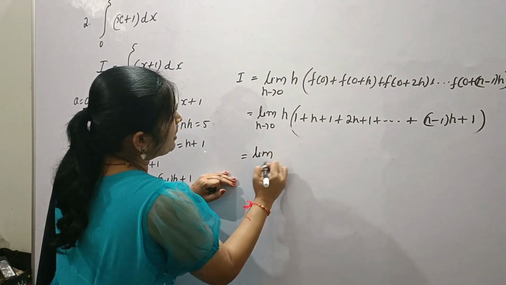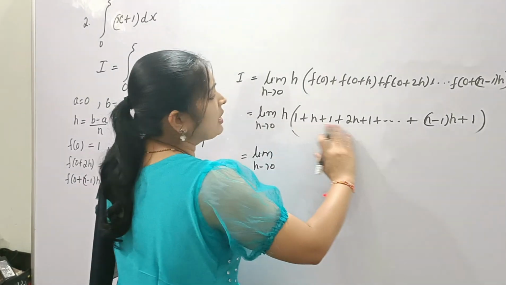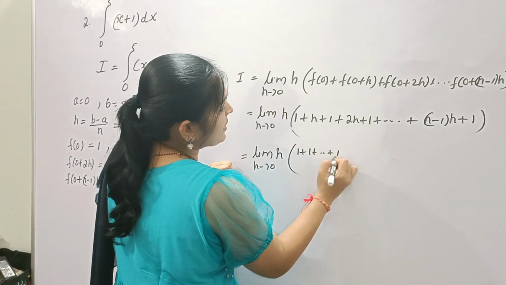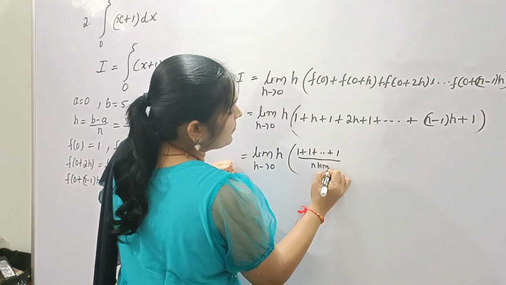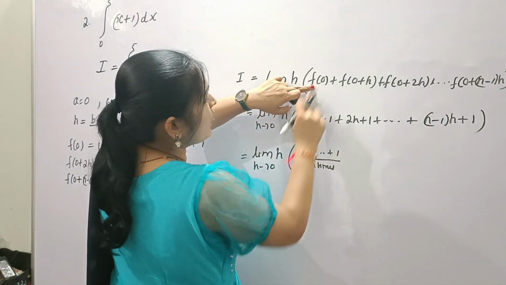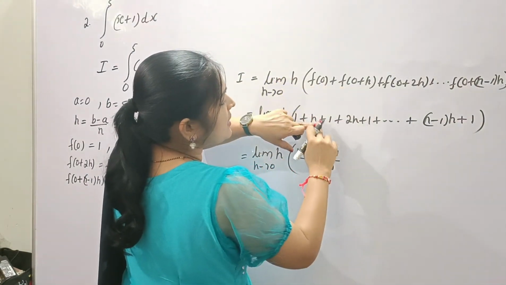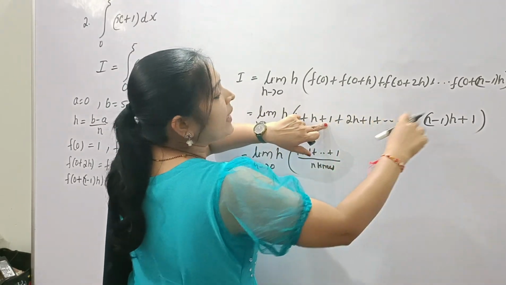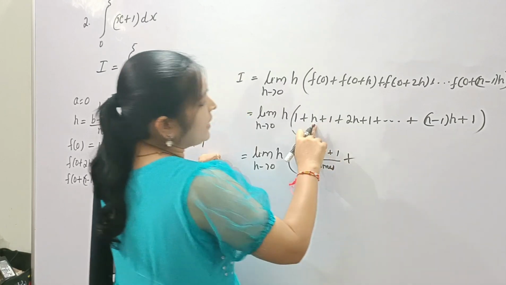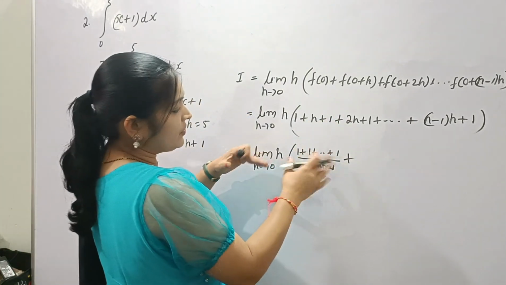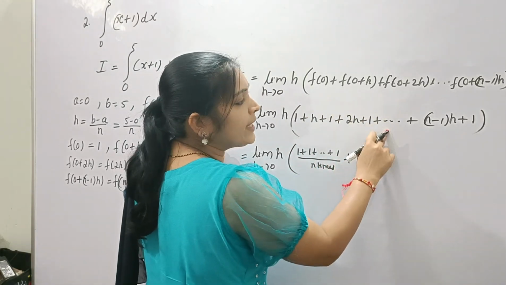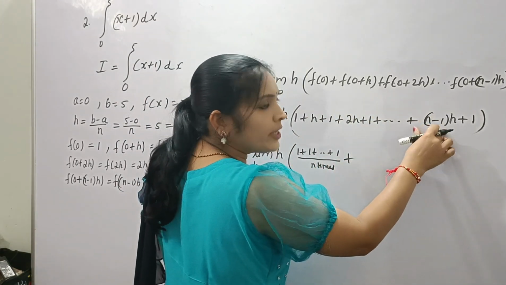So here we can write limit h tends to 0. Let's write all the ones together. H into, here 1 plus etc. plus 1, that is n times, because there are n terms. So starting from f of 0 is 1, so next f of 0 plus h is h plus 1, there is 1. So there are n ones. Then plus here after writing all the ones together, h plus 2h plus 3h plus etc. plus n minus 1 into h, right.